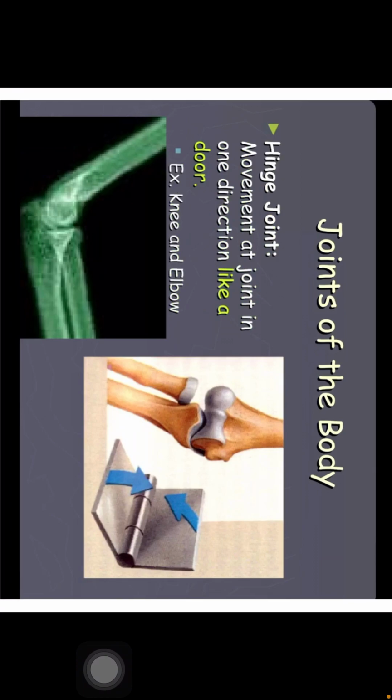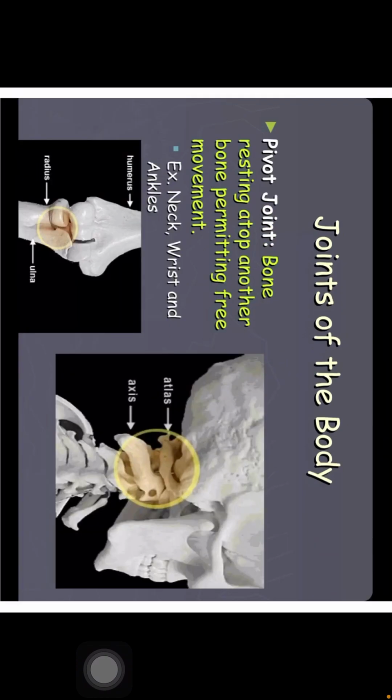And then next is the hinge joint. Movement at the joint is in one direction, like a door. For example, the knee and elbow. You can see our knee bending, and our elbow too, like our hands bending. It opens and closes, opens and closes. Example: knee and elbow.